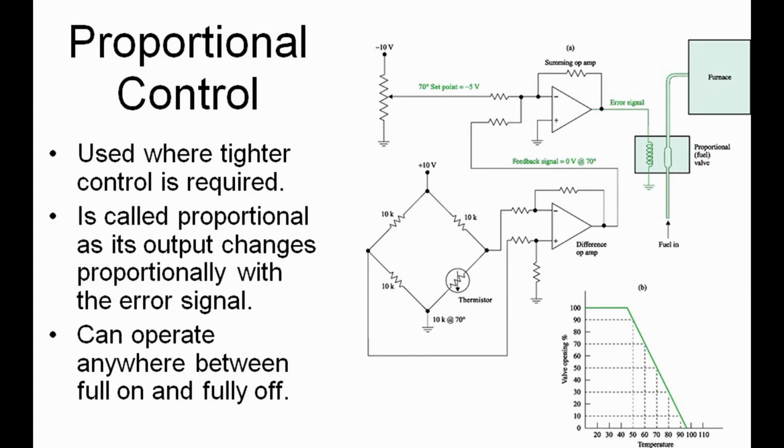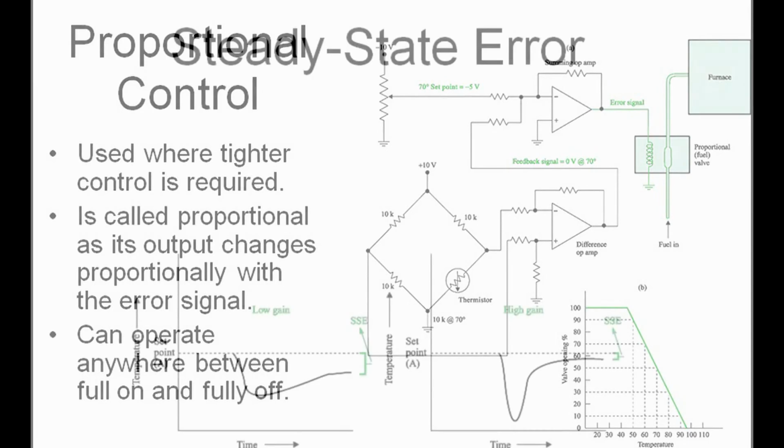When the error is great, the system operates at a very high proportion, but as the corrective action begins, the error gets smaller and smaller. Then the system operates at a smaller proportion. So no longer are we operating on and off, but we can operate anywhere in between 0 and 100%.